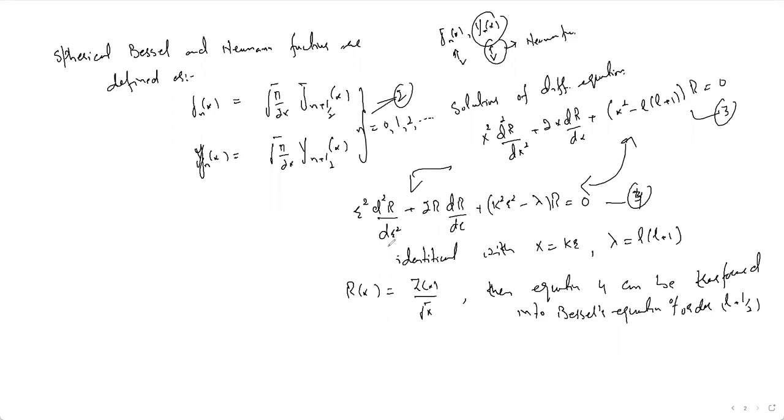Okay, then what will this equation look like? This particular equation will now become x square d2z by dx2 plus x into dz by dx plus (k square x square minus (L plus 1 by 2) square) into z equal to 0.